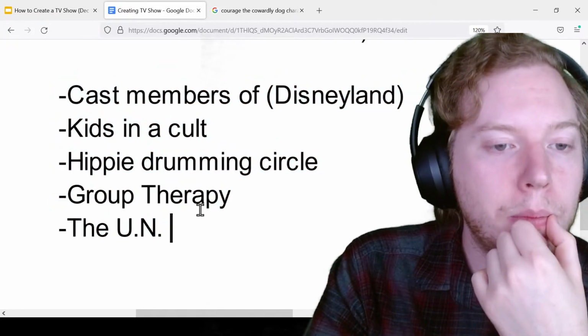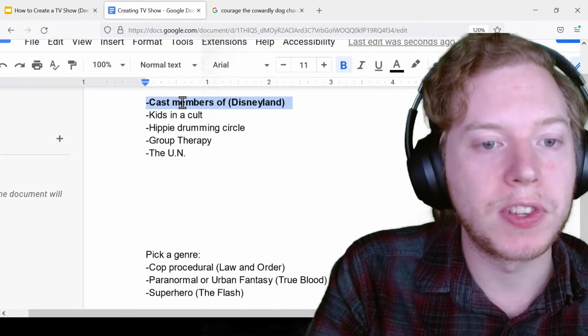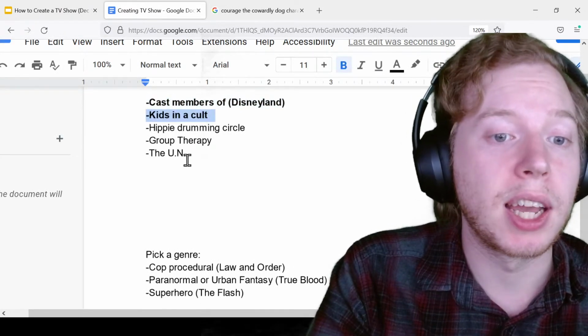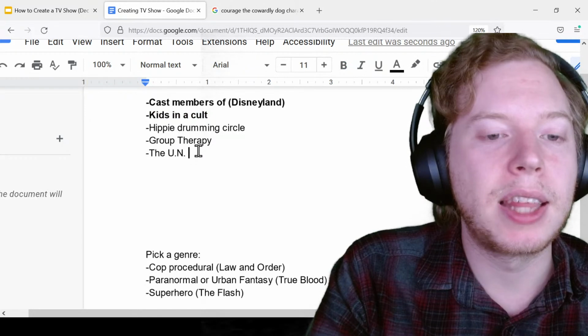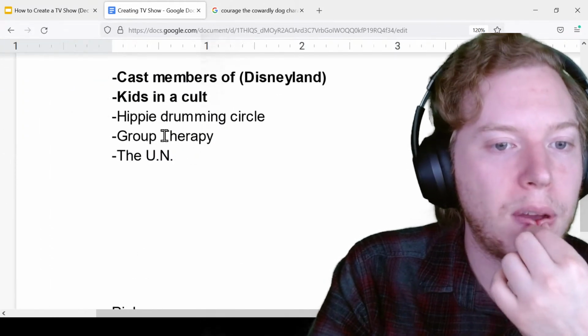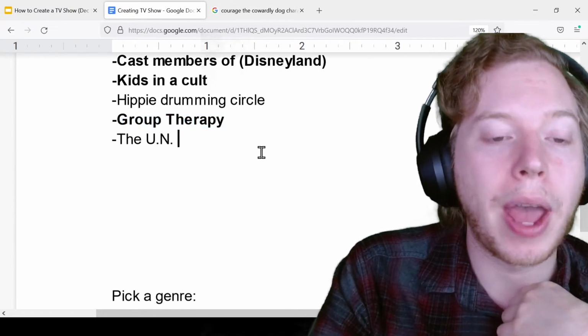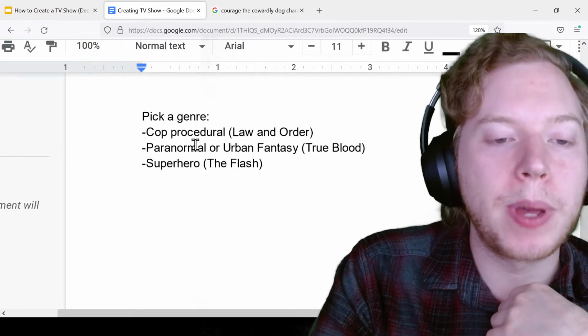Great. So with these, the ones that are jumping out to me, I like the cast members of Disneyland one. Kids in a Cult is quite interesting. I think the UN is cool. I'm not exactly sure about it yet. Let me see if I can pick one more. I'll pick the group therapy one as the third one. Okay. So here's the options, and now let's pick a genre.